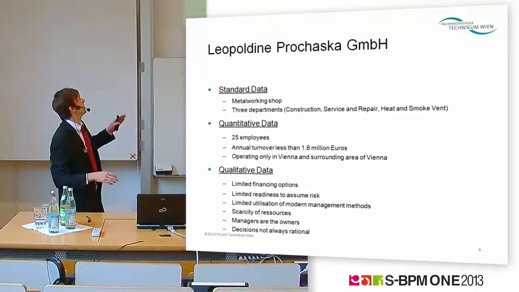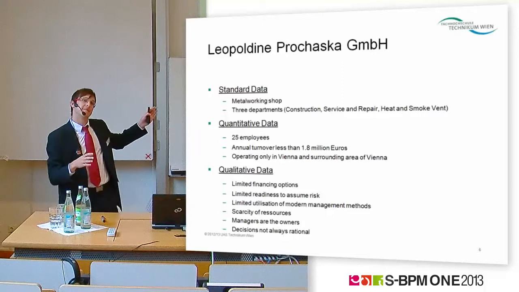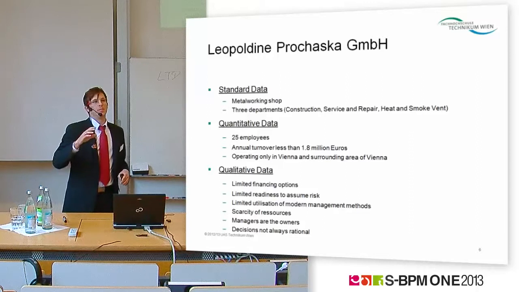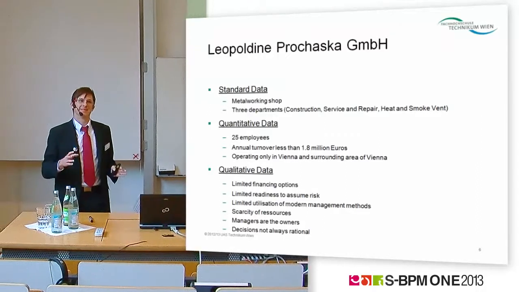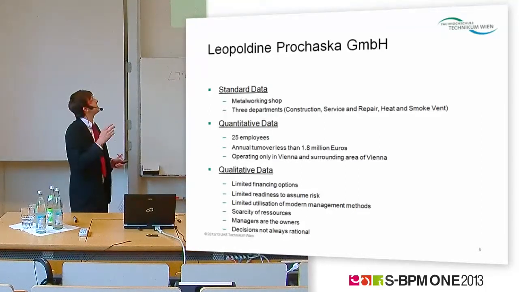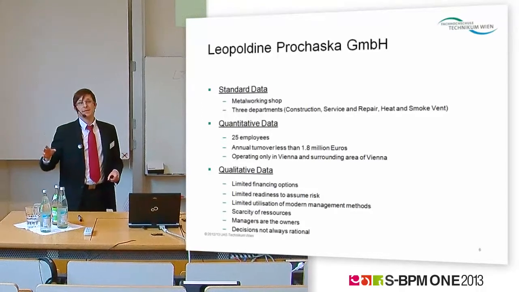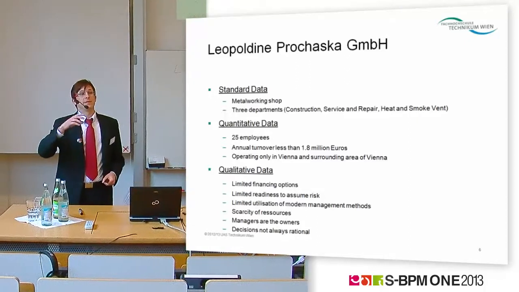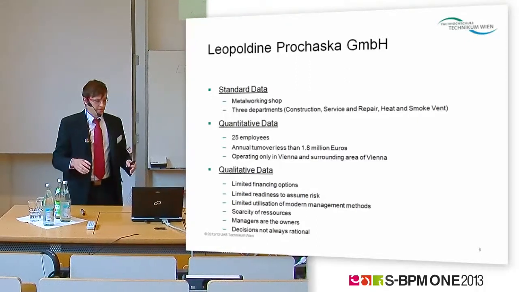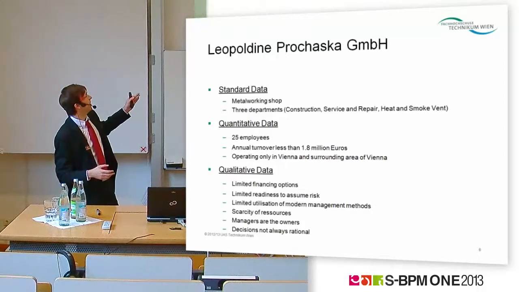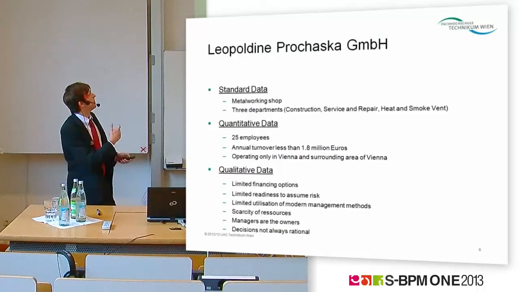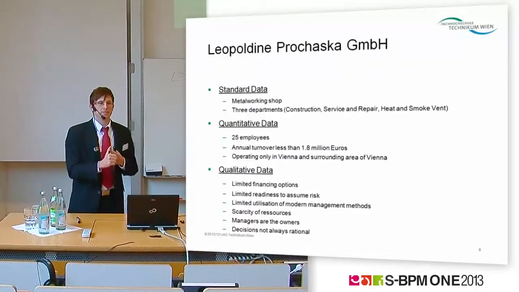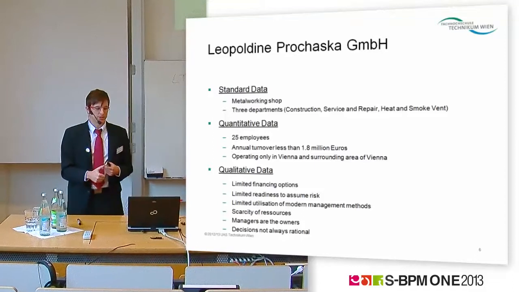So if we just look at the quantitative data, we can surely say that this company is an SME. More S than M, but it's an SME. When we look at the qualitative data, we see that the qualitative attributes of the definition of SMEs already appear here, because this company has limited financing options.